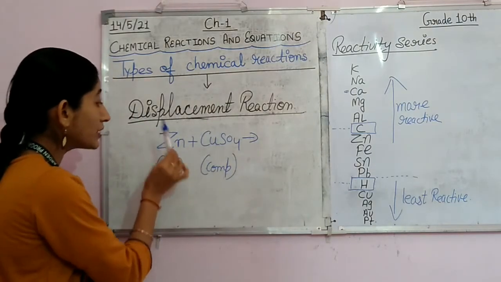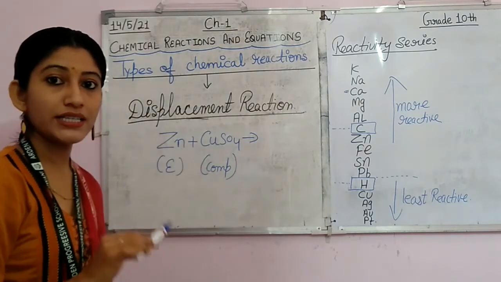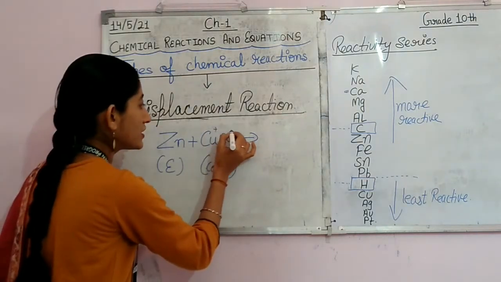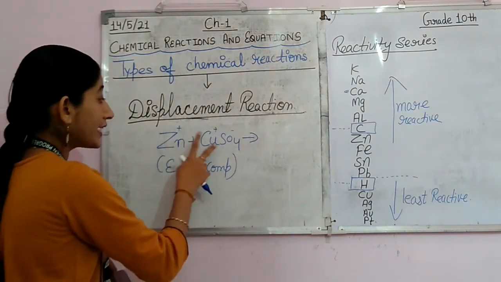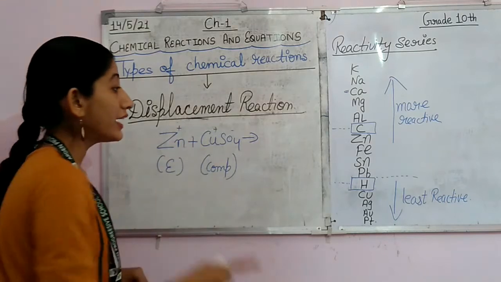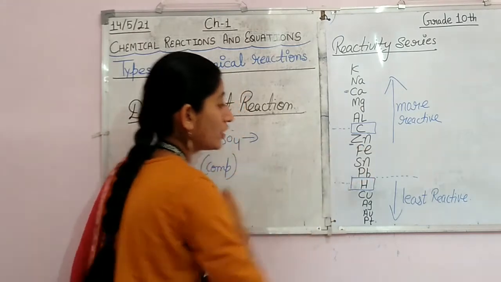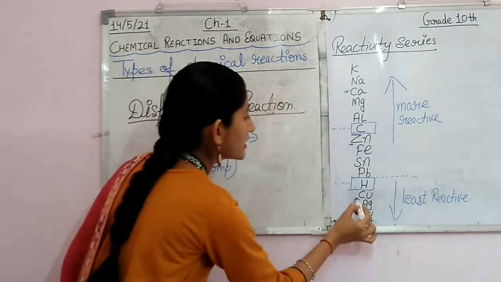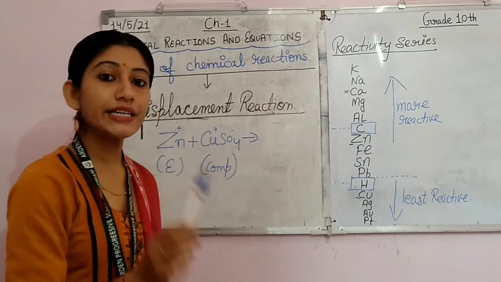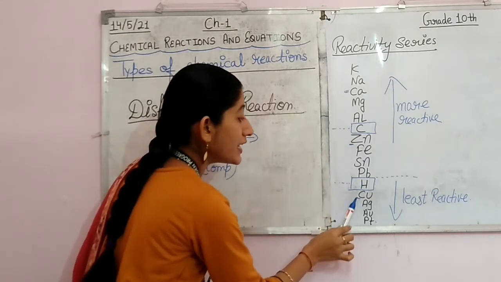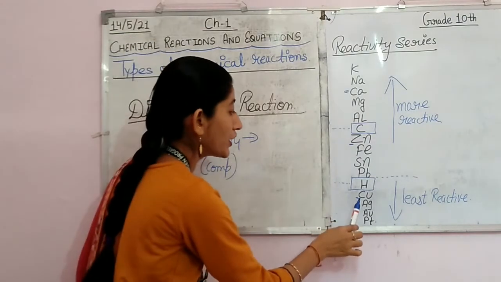So, I told you that an element will displace the metal from the compound and it will take its place. You know this is positive, this is negative, this is positive. Now, at the time of displacement, we have to check where zinc is in the reactivity series. So, zinc is here, and copper is here. I hope after going through this reactivity series, it is clear to you that copper is less reactive as compared to zinc.